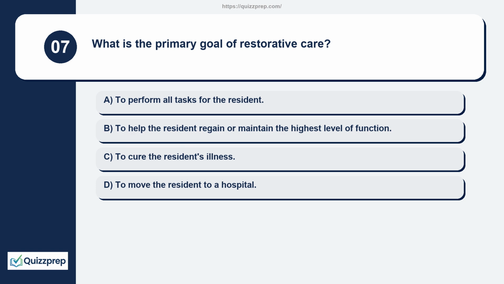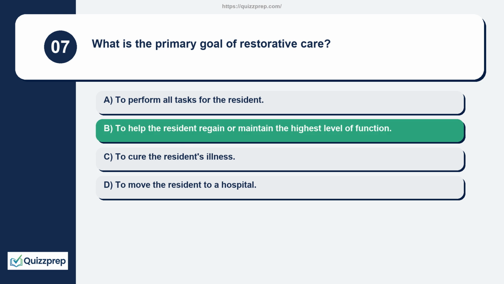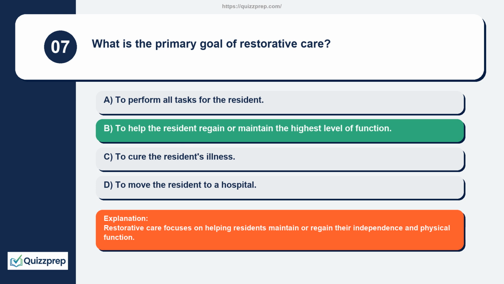Question 7. What is the primary goal of restorative care? To perform all tasks for the resident, to help the resident regain or maintain the highest level of function, to cure the resident's illness, to move the resident to a hospital. Restorative care focuses on helping residents maintain or regain their independence and physical function.